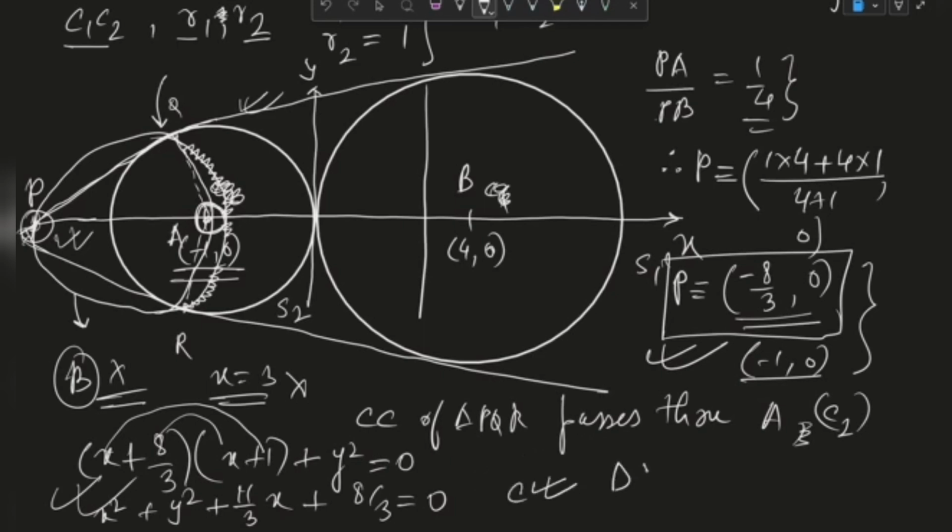So automatically option D gets wrong because it was also the equation of circumcircle, but it is wrong. So this is it. Basically our B and C are correct. This was a good question on the fundamentals. I will proceed to the next question now.